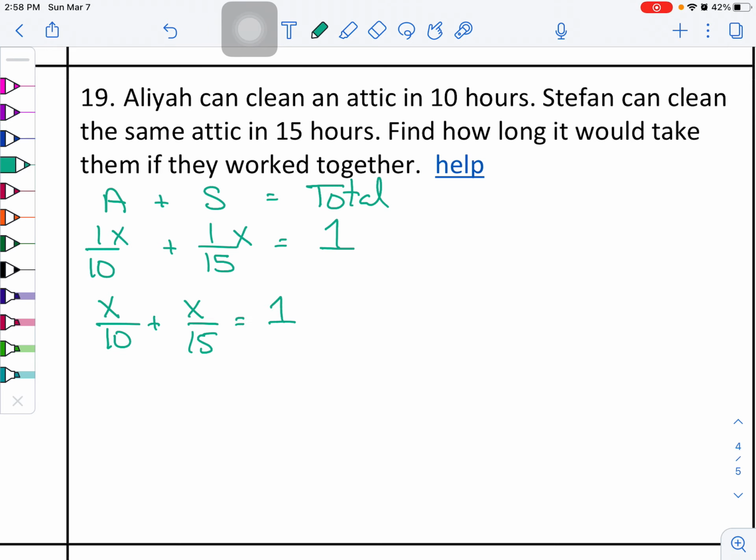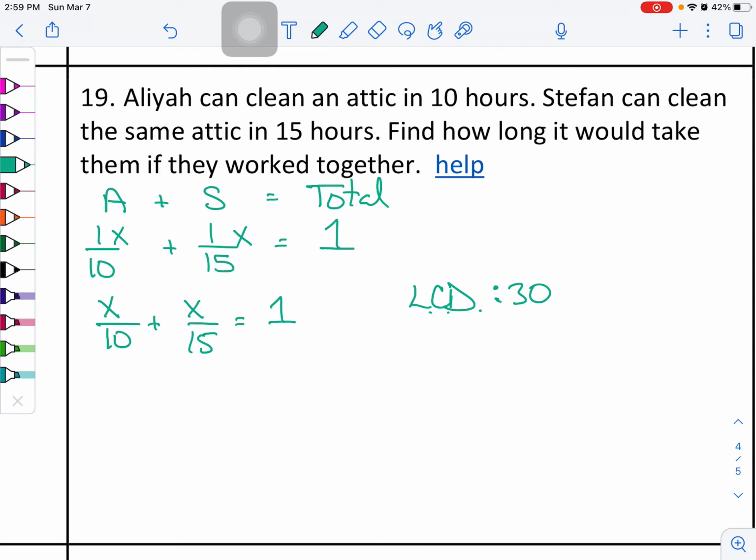So one attic, I have no idea for their times, so each one of them gets an x. So x over 10 plus x over 15 equals 1. In this case, there are no domain restrictions to worry about. The denominators are not variables. Your LCD in this case is going to be the number 30. 30 is the smallest number that can be divided by both 10 and 15.